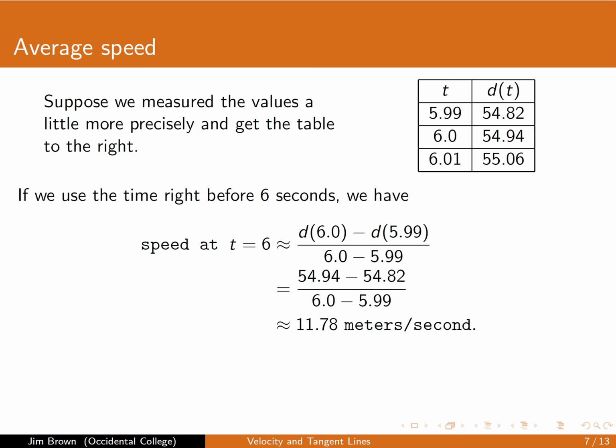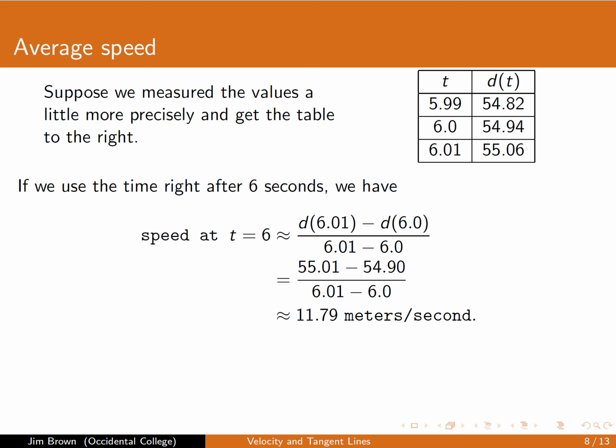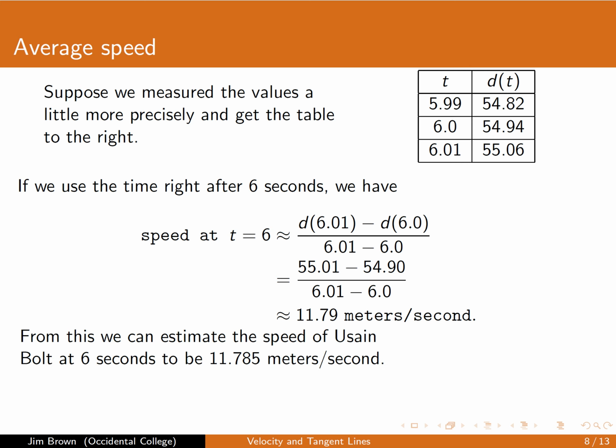So if we do this for the interval right before 6 seconds, we get about 11.78 meters per second. We can do the same thing with the 6 and the 6.01, and we get 11.79 meters per second. If we average that 11.78 and 11.79 together, we get about 11.785 meters per second for Usain Bolt's speed at 6 seconds into the race.